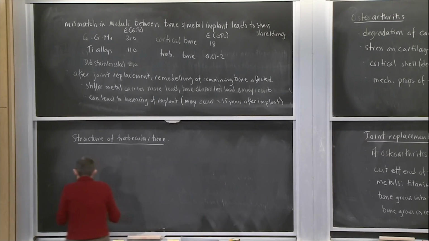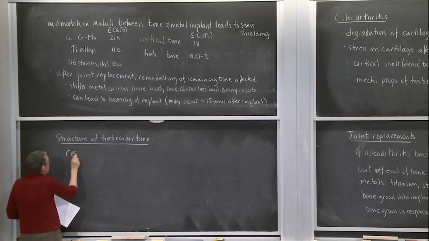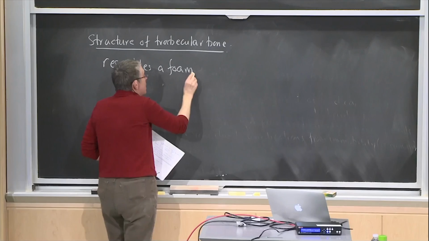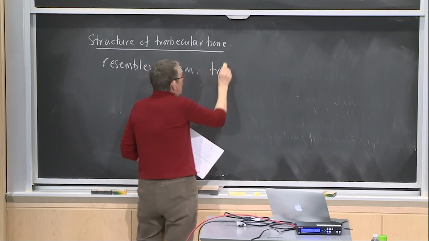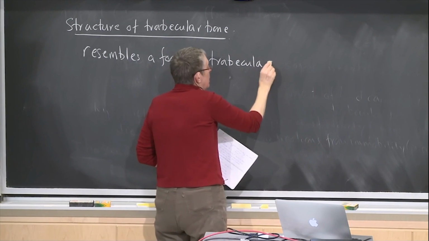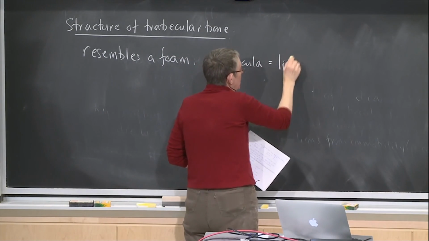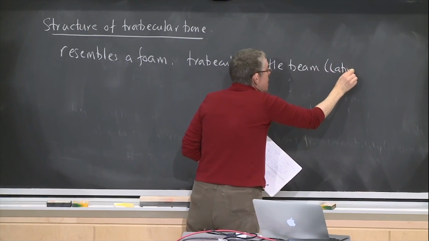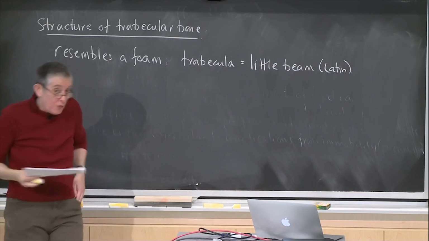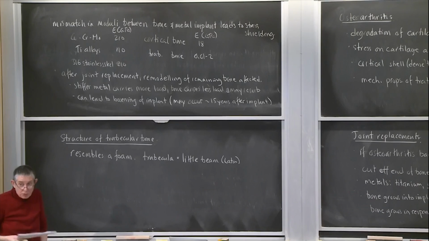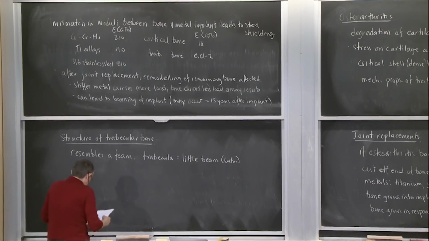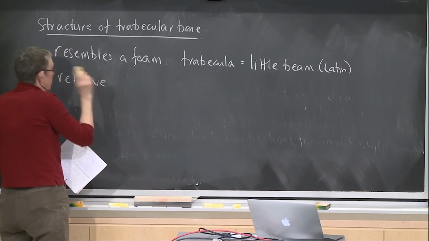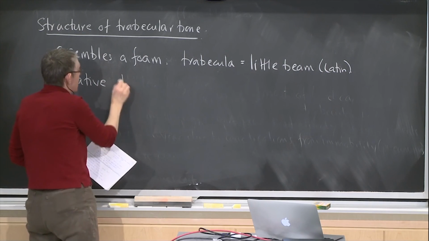Okay, so the idea is that the trabecular bone resembles a foam. And in fact, the word trabecula comes from Latin. And in Latin, it means little beam. So, you know, the foams deform by bending, they act like little beams, and so the trabeculae are like little beams, even in Latin. There's a range of relative densities, and you can see in that image up there that there's a range.